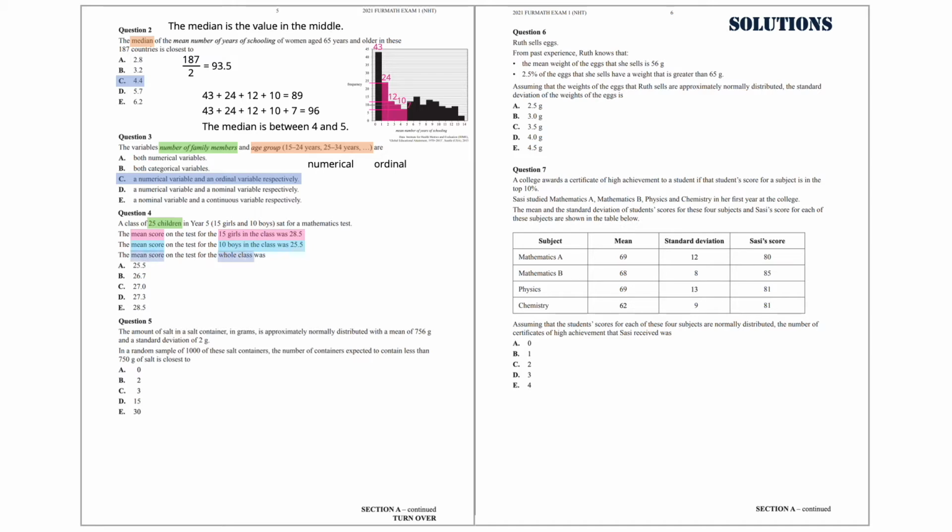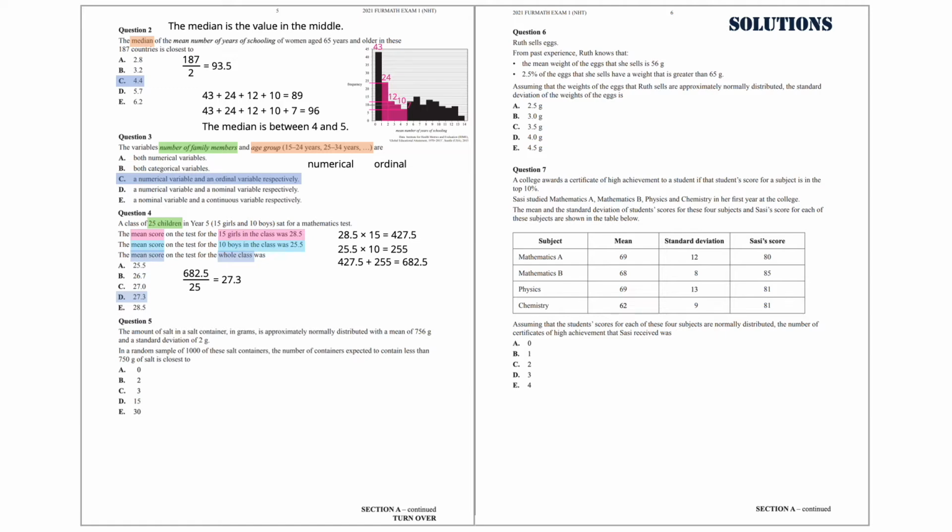For this, we are going to calculate the total of the scores for the girls, which is 28.5 times 15 equals 427.5. And now the same thing for the boys, that is 25.5 times 10, which is 255. We add up these two values, and that gives us 682.5, which is the total of the scores for the whole class. We divide this by 25 and we obtain a mean score of 27.3. So the answer to this question is option D.